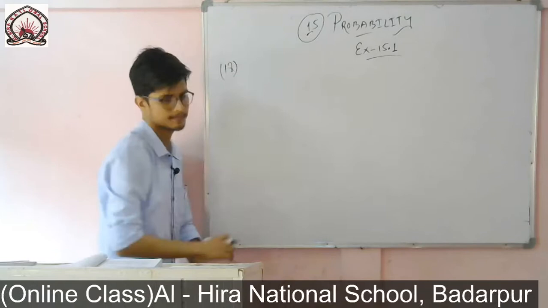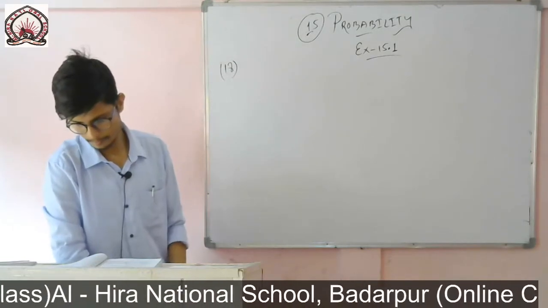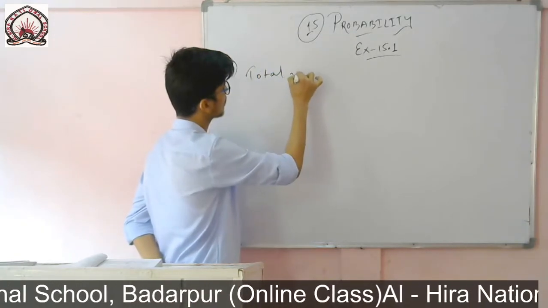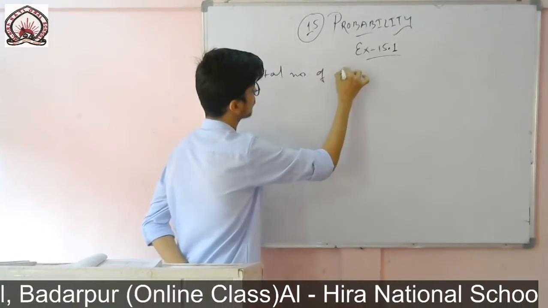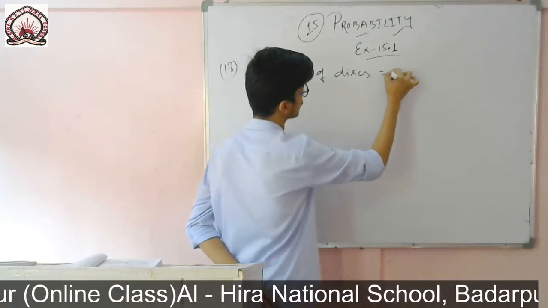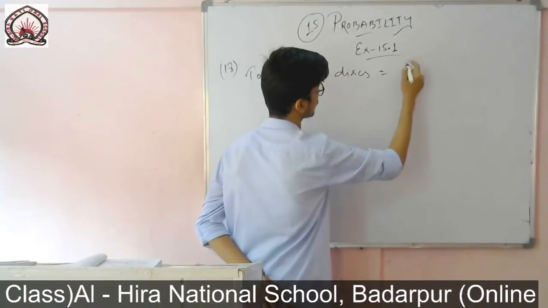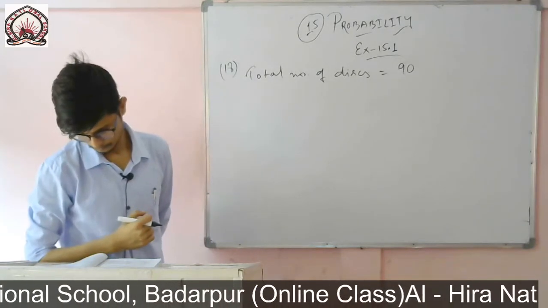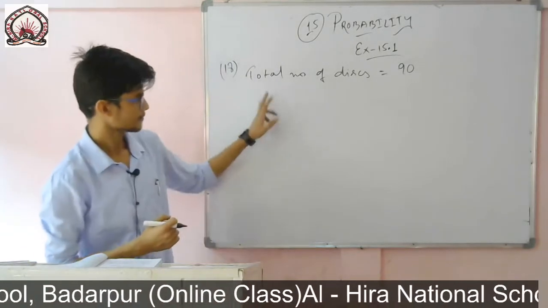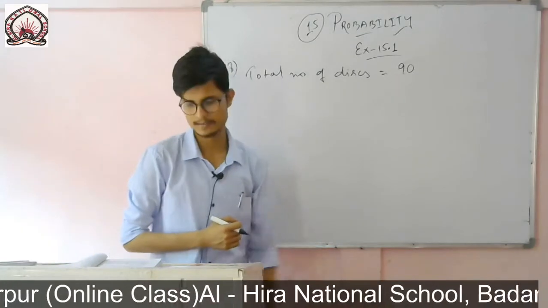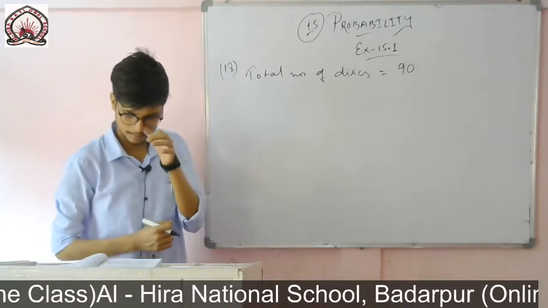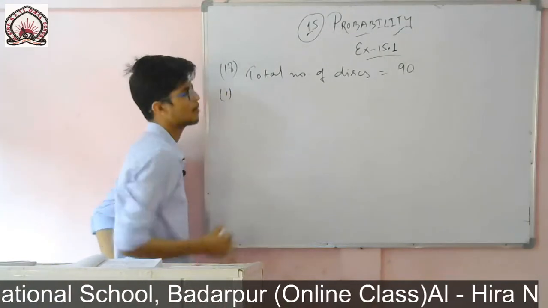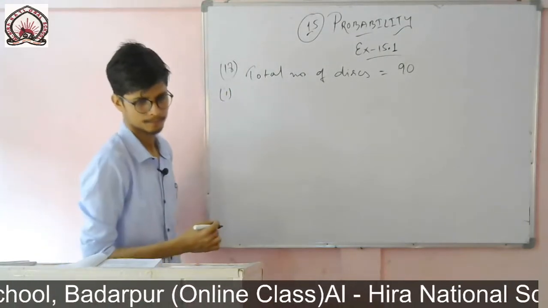Question number 18, you see. So total number of discs, how many? 90. Total number of discs equals 90. Total number of discs, it is given 90. So now one by one, Roman number 1, you see a 2-digit number. So first of all, we will find how many 2-digit numbers are there.